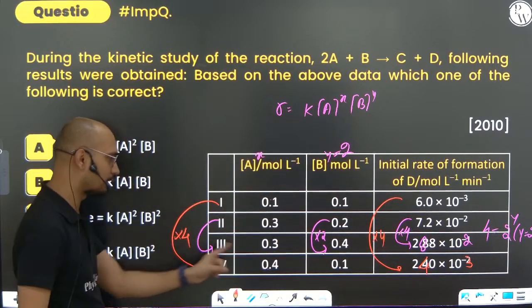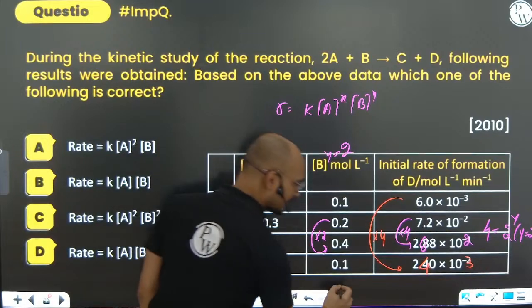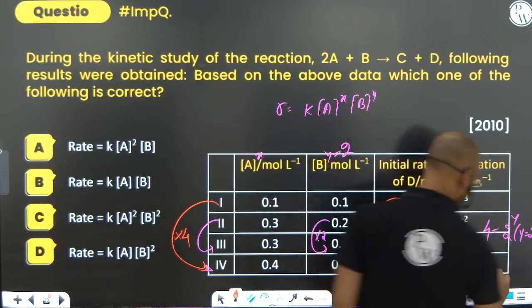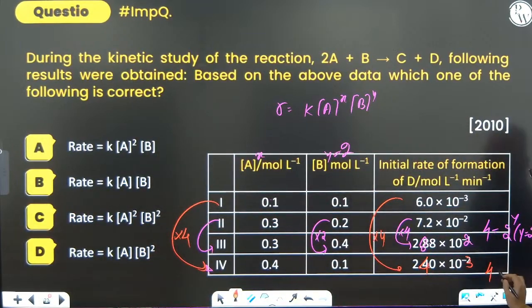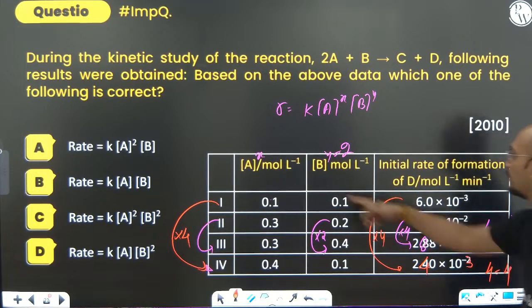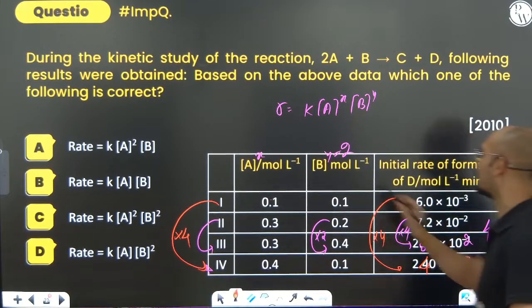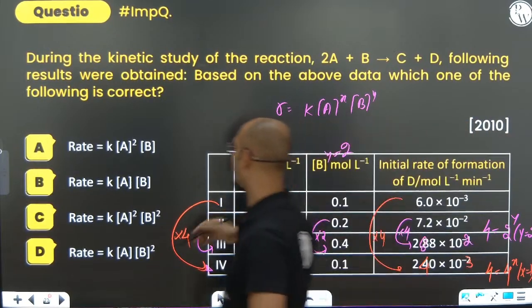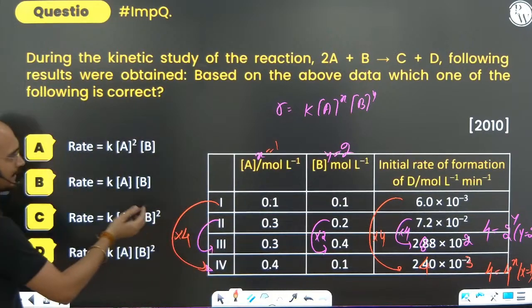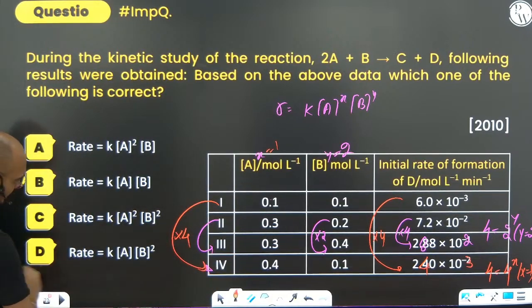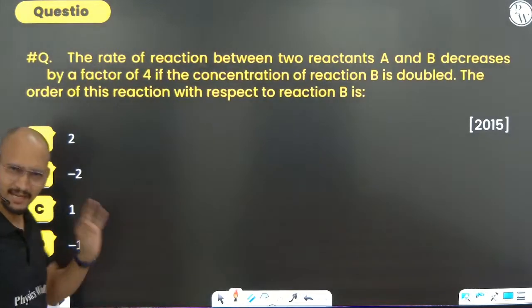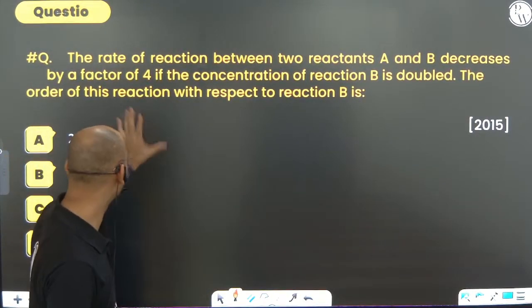When A is becoming 4 times, the rate is also becoming 4 times. So what can we say? Same thing again, you repeat. Rate is how many times? 4 times. A is becoming how many times? 4 times. To the power what? x. When is it possible? When x equals 1. So put x equals 1. So what will be the rate law expression? R = k[A][B]^2. Option D is the correct option. I think it is very easy to understand and do such kind of question.